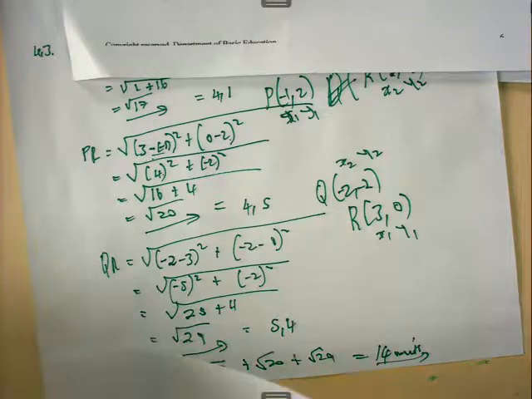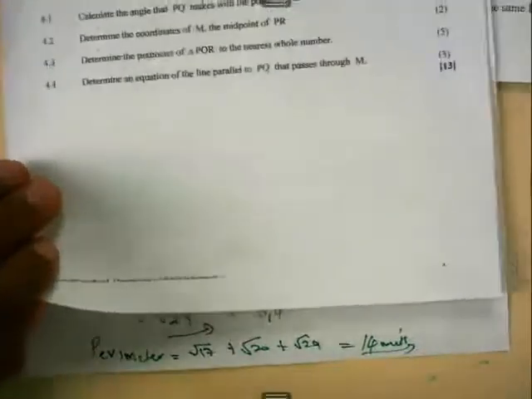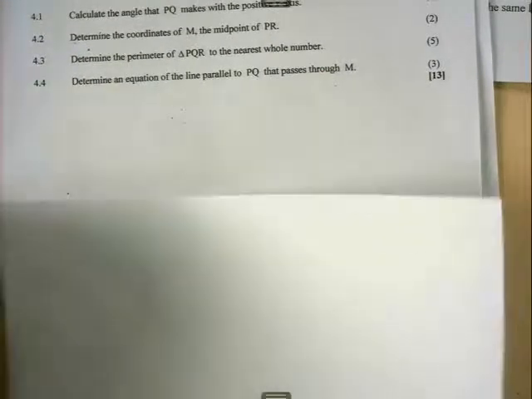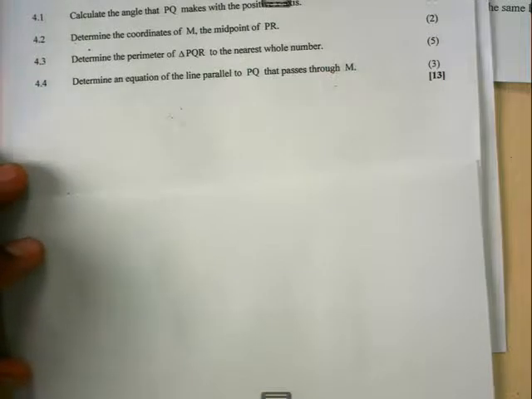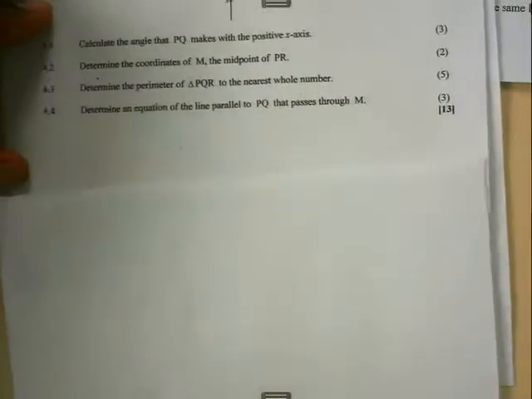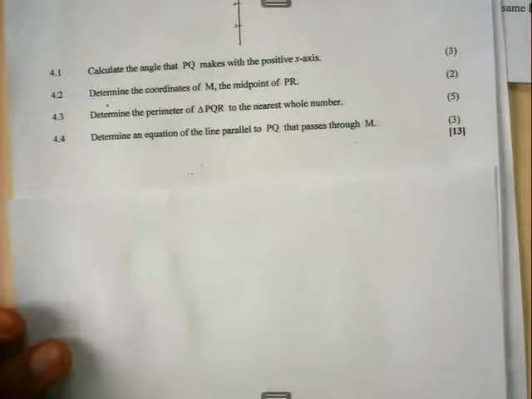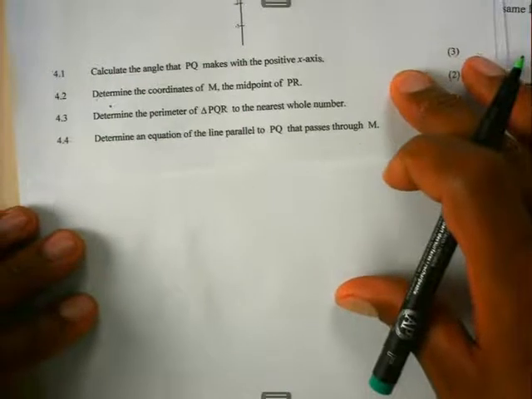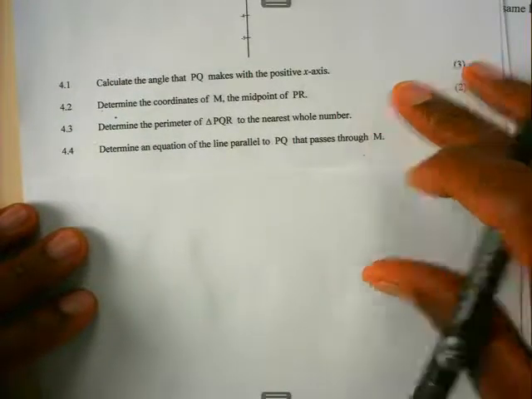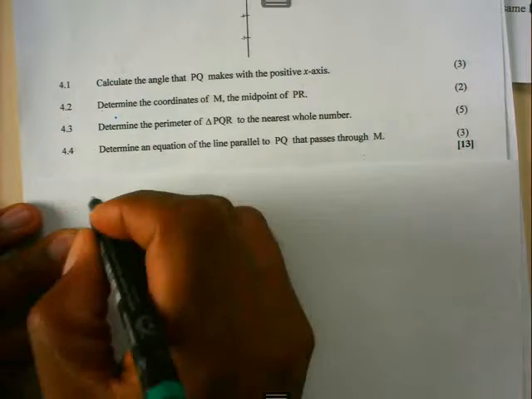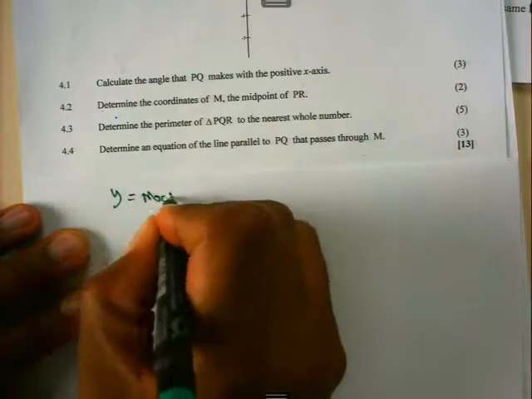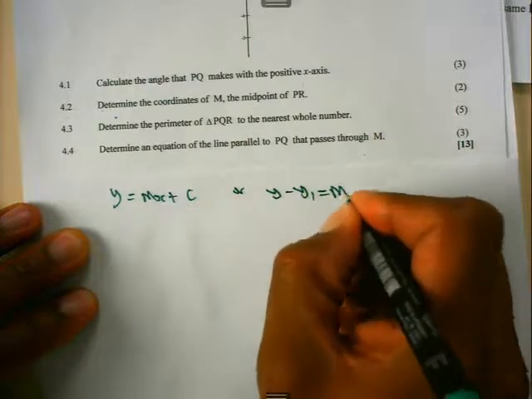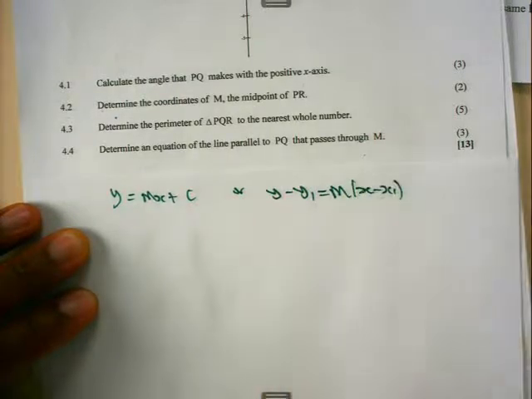Right, boys and girls, now let us look at the last question in this paper. That is question 4.4. Determine an equation of a line parallel to PQ that passes through M. Of course, you remember the equation of a straight line is y is equal to mx plus c, or one can say y minus y1 is equal to m into x minus x1.